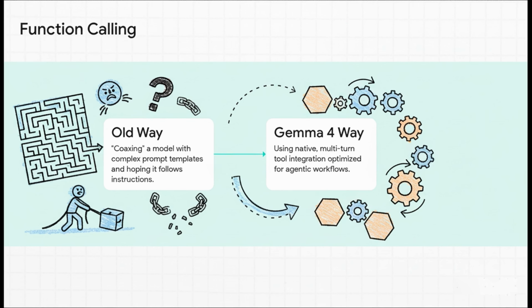And let's just talk about function calling for a second. The old way was all about coaxing a model with these super complex prompts, basically just crossing your fingers and hoping it would do what you asked. Gemma 4, on the other hand, has function calling baked right in, and it's optimized for multi-turn, multi-tool agentic workflows. This makes building reliable AI agents so much easier.